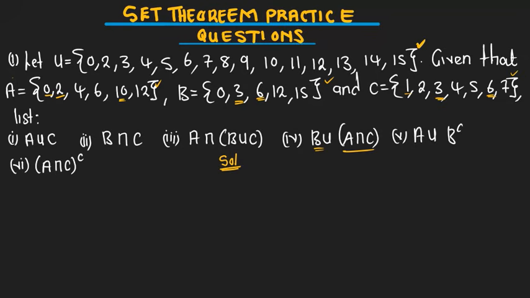If they say A union B complement, what they're simply telling you is, first of all, we can work out B complement. What is B complement? B complement means get the set of B and remove everything that is in set B. So we remove 0 from the universal. We remove 3 from the universal. 6, remove 6 from the universal. 12, remove 12 from the universal. 15, remove 15 from the universal. Whatever remains is your B complement. It means outside of.